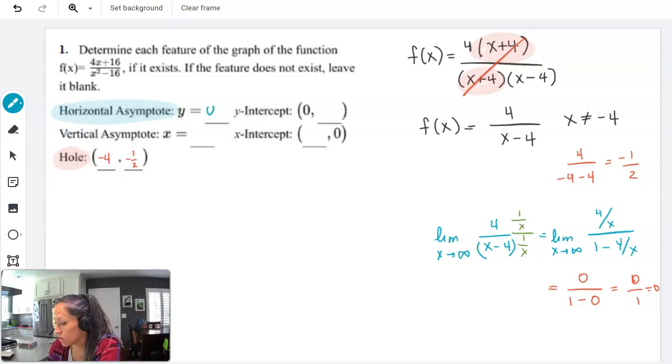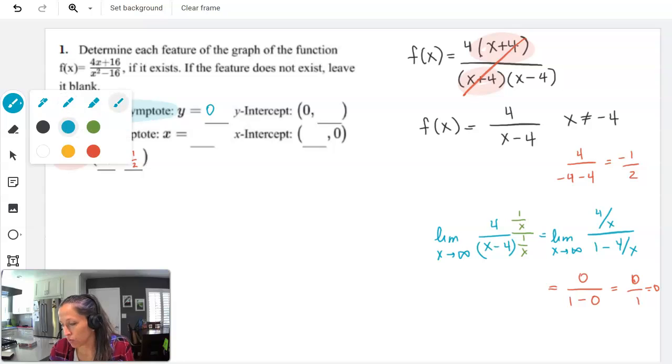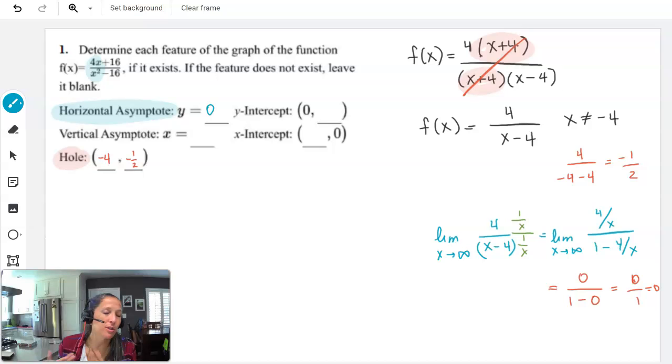So our horizontal asymptote is happening at y is equal to 0. Back in pre-calculus, when we don't have limits, we sometimes will just look at this and come up with a bunch of rules. If the degree in the denominator is bigger than the degree in the numerator, our horizontal asymptote is y is equal to 0. But this is the technical reason why.